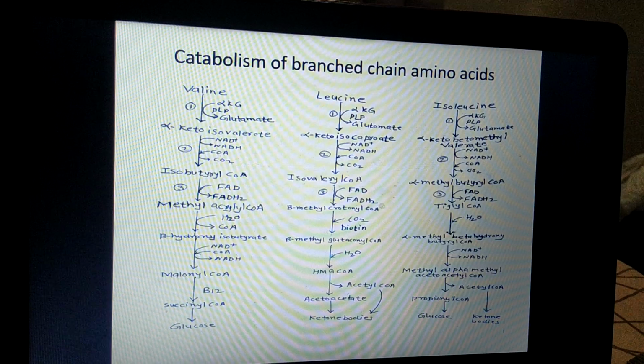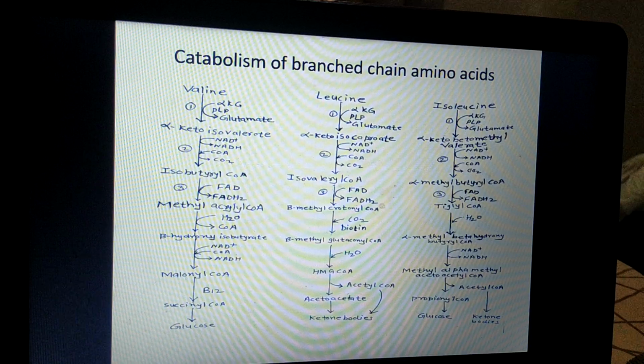So therefore leucine is a ketogenic amino acid. In case of isoleucine, in the fourth step, tiglyl CoA undergoes hydrolysis to form beta-methyl beta-hydroxybutyryl CoA, which undergoes further oxidation in the next step to form alpha-methyl acetoacetyl CoA, which is broken down into propionyl CoA and acetyl CoA.